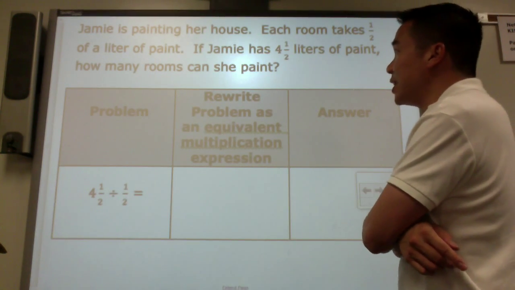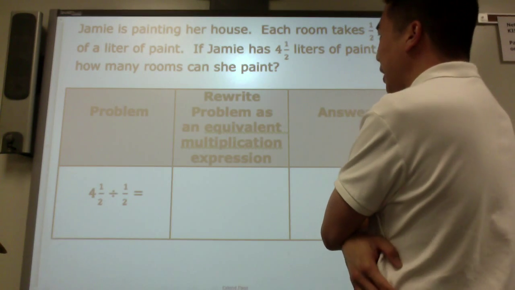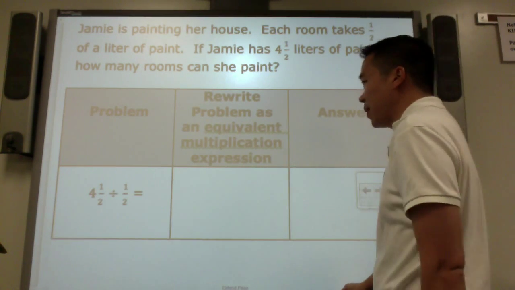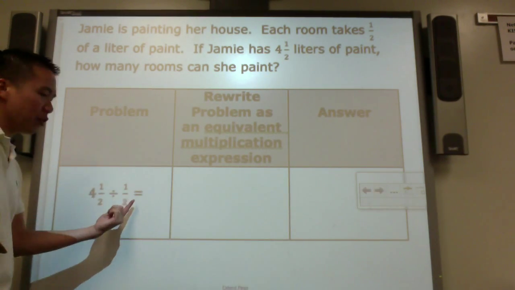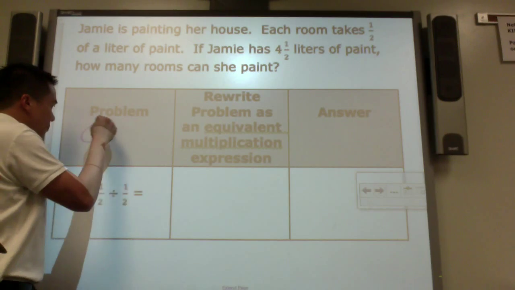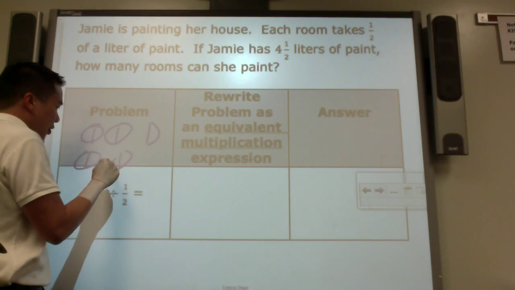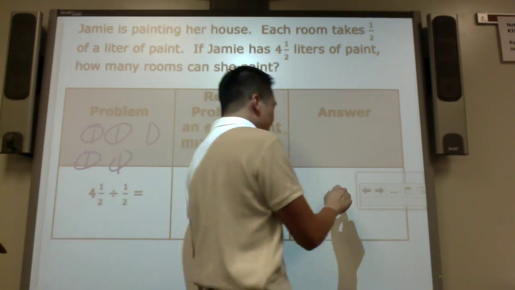So Jamie is painting her house. Each room takes half of a liter of paint. If Jamie has 4.5 liters of paint, how many rooms can she paint? She wants to know how many groups she has. You could draw this. How many halves do you see here? How many groups? 1, 2, 3, 4, 5, 6, 7, 8. I predict the answer will be 9.